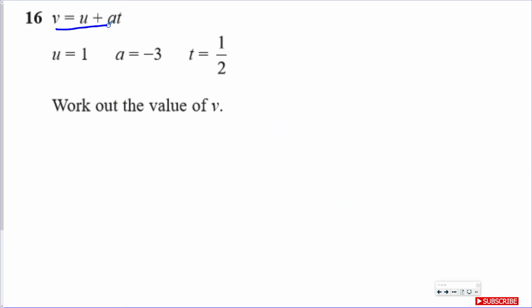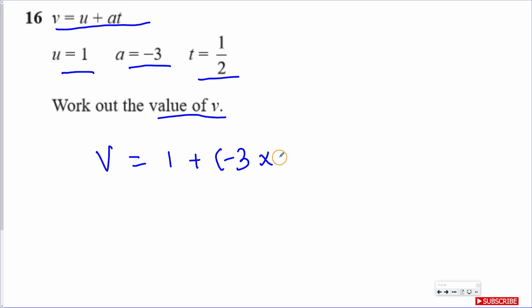And now question 16 is a substitution question. We're told V is equal to U plus A times T. And you're told U is equal to 1, A is equal to -3, T is equal to half. Work out the value of V. So we know V is equal to U, U is 1, plus A times T. So our A is -3 and our T is half. So this is going to be equal to 1 plus -3 times half. That will give you -3 over 2.